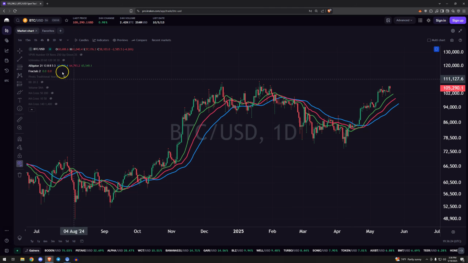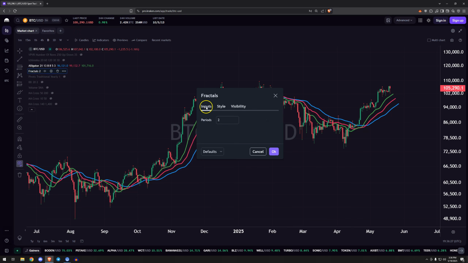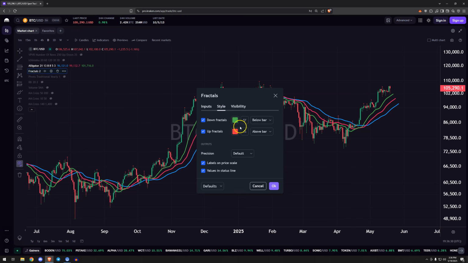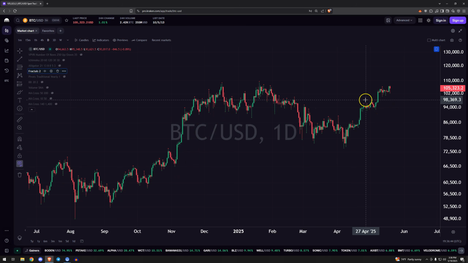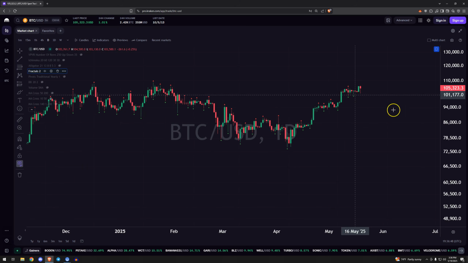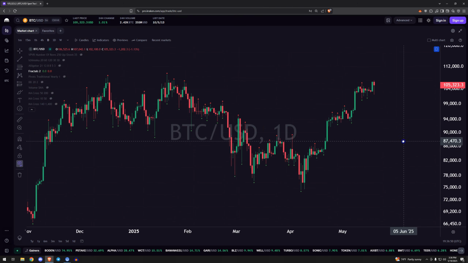We can throw on fractals as well. For the fractals, these are the inputs, 2 periods. Again, if you're red-green colorblind, you might want to change these, or you might want to change the icons. But how these work is, if you're in a bull trend, your trailing stop loss is a green fractal. At least that's how I have it colored. So currently that's at 101.5.